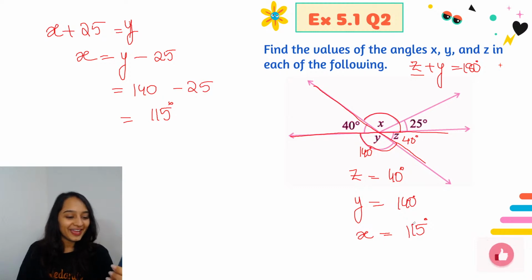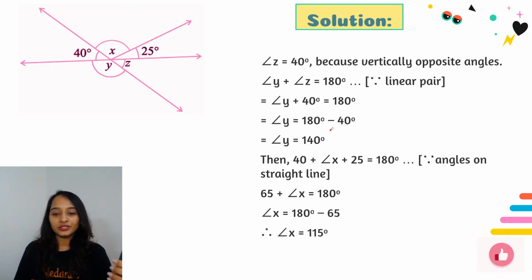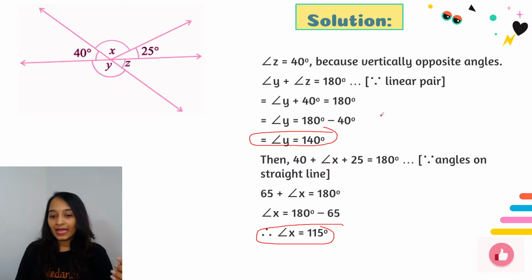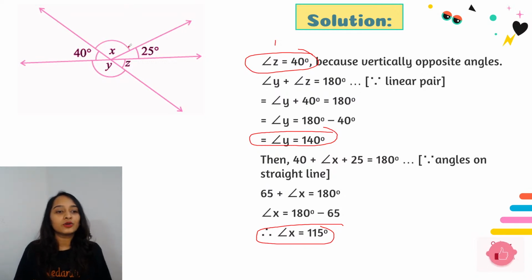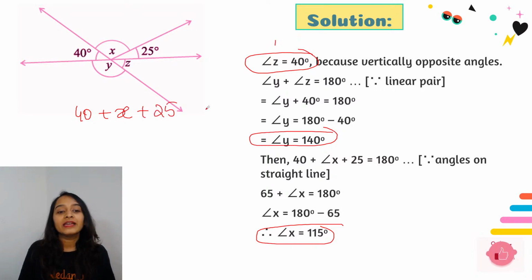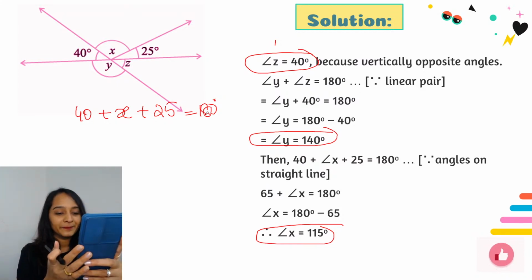Very good. Awesome. So this is how you got the solution. Your Y is 140. Your X is 115. And then we have Z, which is 40. Ma'am, can we do it with linear pair? Yes, Goku, you can do it with linear triplets also. You can see that 40 plus X plus 25 is equal to 180. They're linear triplets because they're three angles. You can do it with that as well.